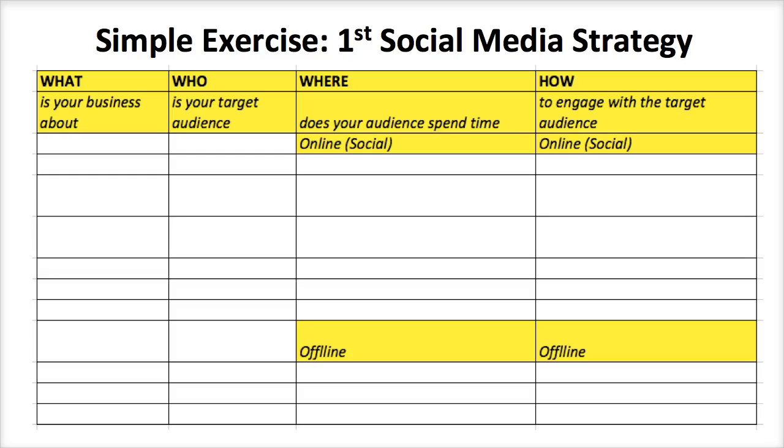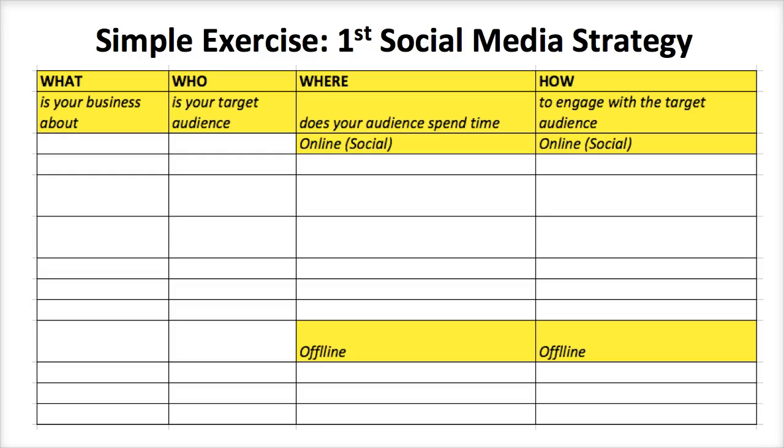In column number 2, the who column, write down everything you know about your target audience. You can be as specific as the age range, the city they live in, or anything that you know about your target audience. Write that down in that column.